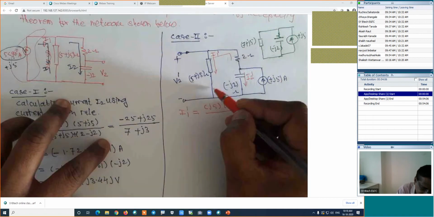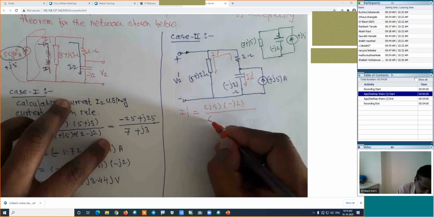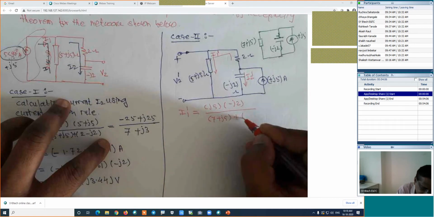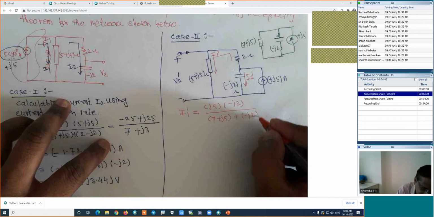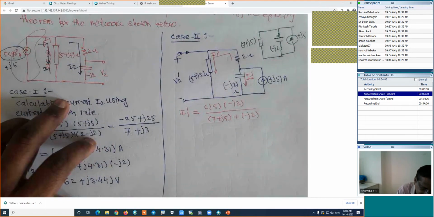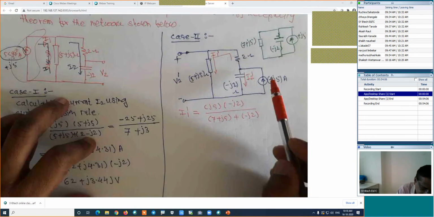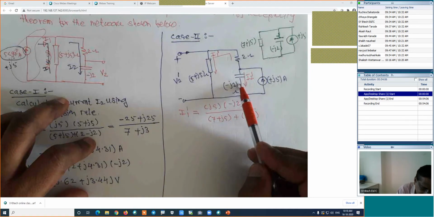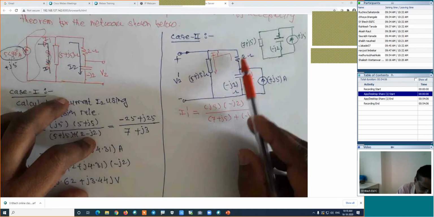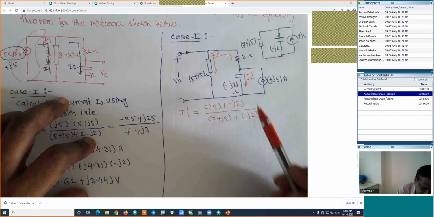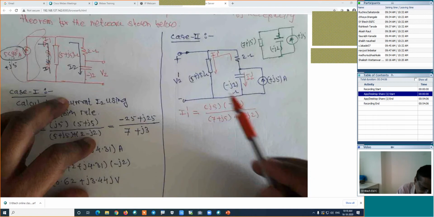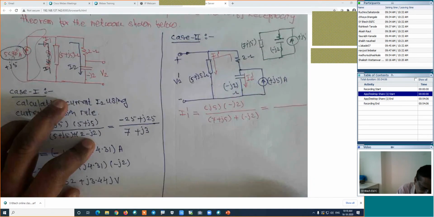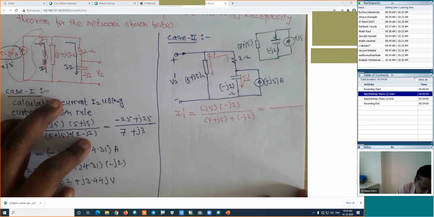The impedance of this branch I have found here, which is 7 plus J5, and this is minus J2, the second impedance. Are you getting me? This is total current into impedance of the opposite branch, which is minus J2, divided by the impedance of this branch and the impedance of this branch. This branch's impedance is minus J2 plus this impedance. I will work out this calculation, the numerator and the denominator, and then we will find the value of the voltage.